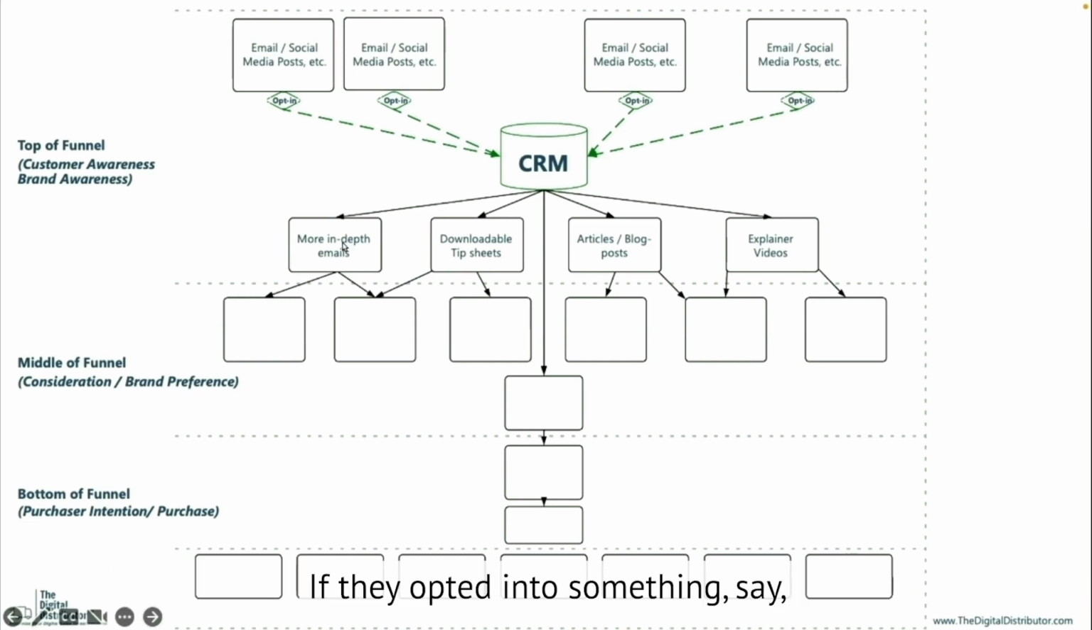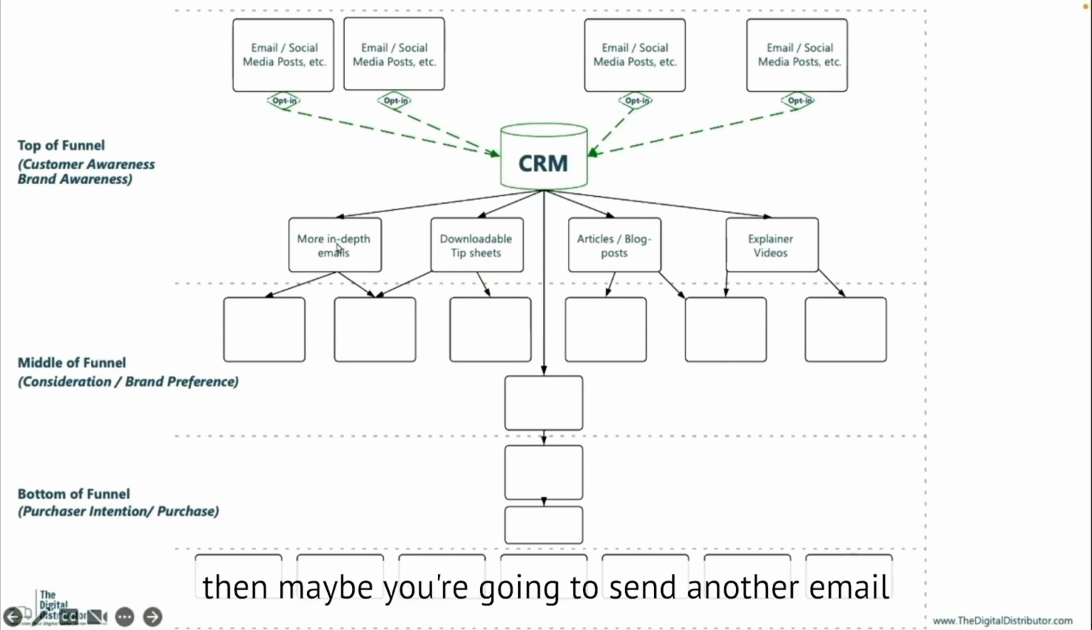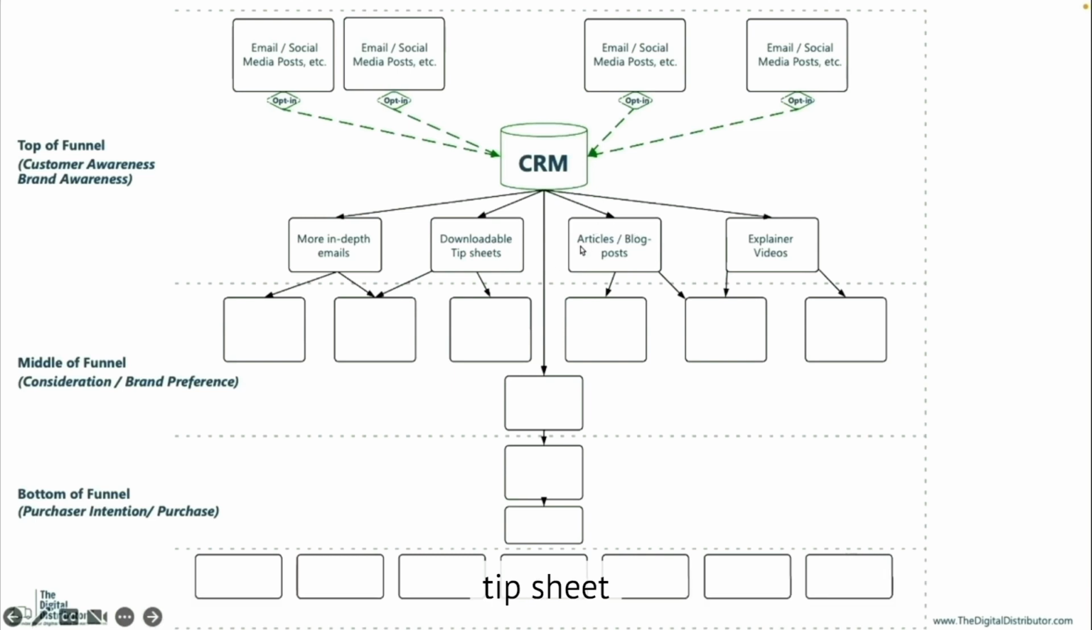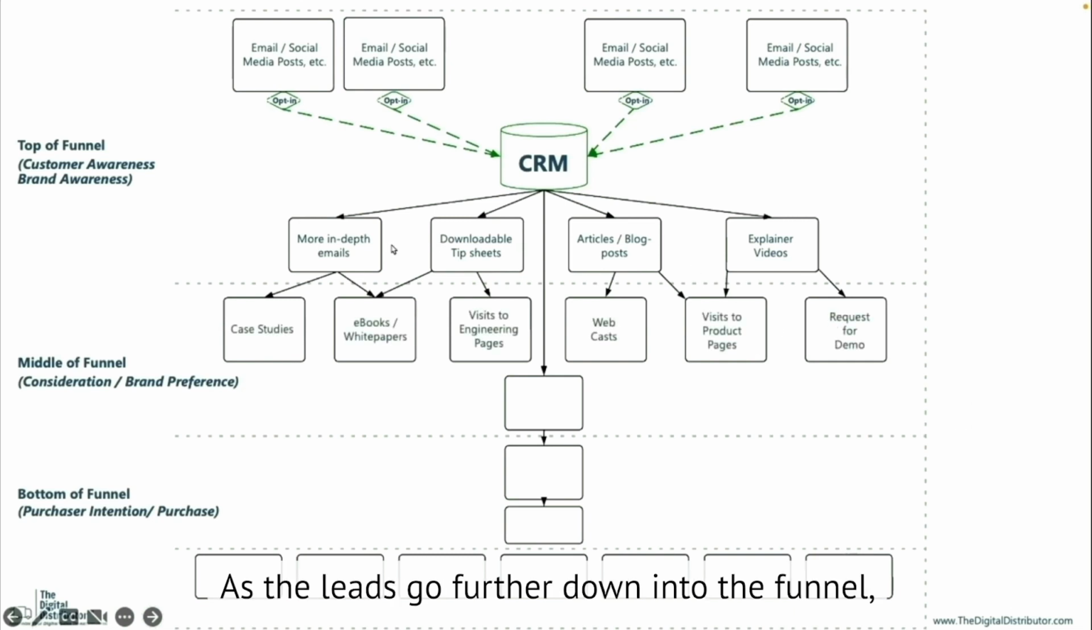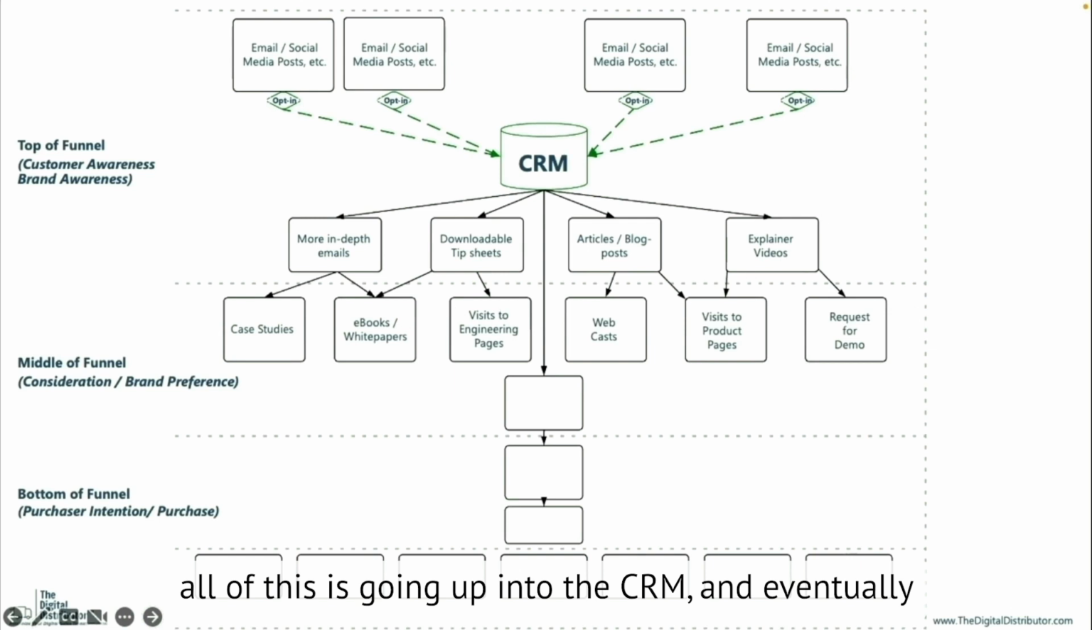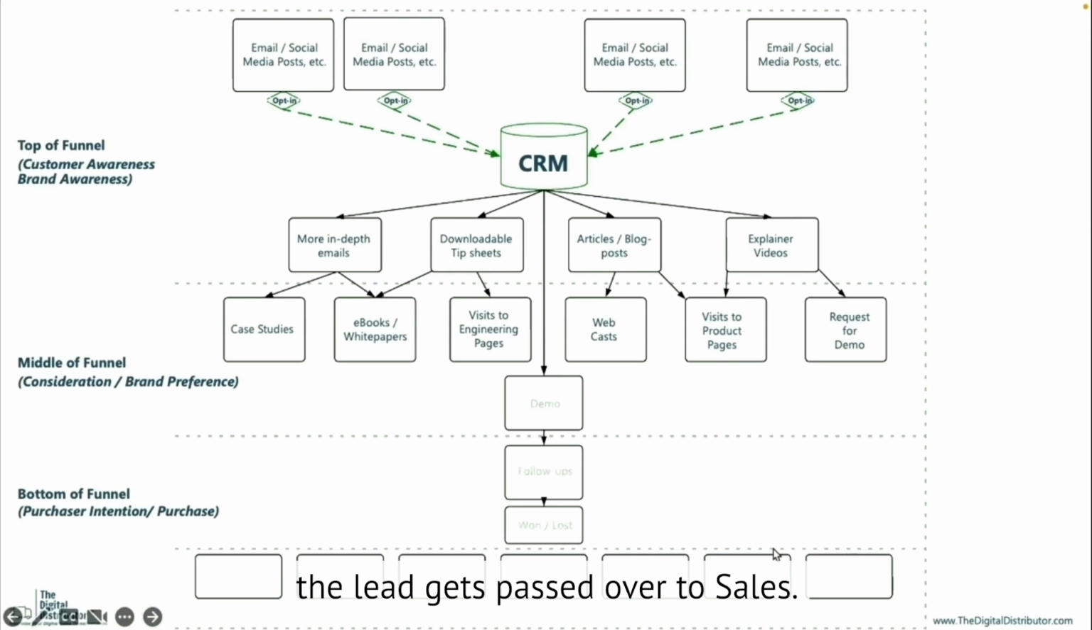If they opted into something, say, about real-time inventory tracking, then maybe you're going to send another email about real-time inventory tracking, or a downloadable tip sheet, or an article, or an explainer video to promote that solution. As the leads go further down into the funnel, all of this is going up into the CRM, and eventually the lead gets passed over to sales.